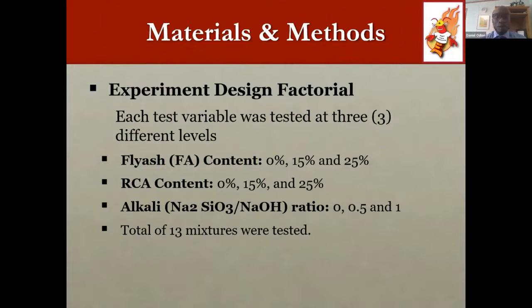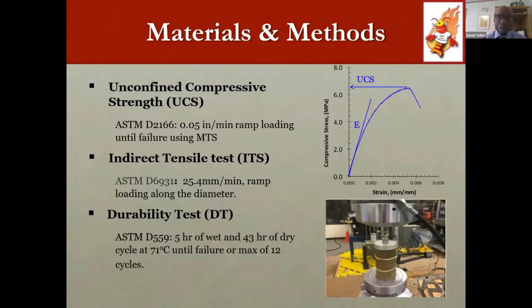A total of 13 mixtures were tested. So if we multiply 13 by 3 samples, we had a total of 39 samples. We had unconfined compressive strength, indirect tensile strength, and durability tests as the overall testing that we had on each sample.